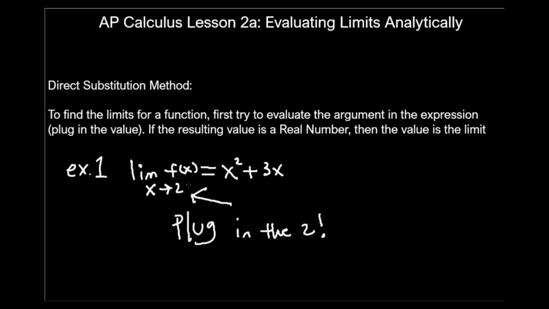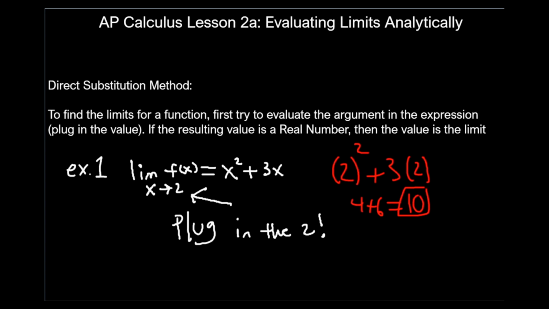So, if we have the limit of f of x as x approaches 2, where f of x is x squared plus 3x, we're going to plug in the 2 into this guy right there. So, 2 squared plus 3 times 2 is equal to 4 plus 6, which is equal to 10. So that would be our answer for this guy.